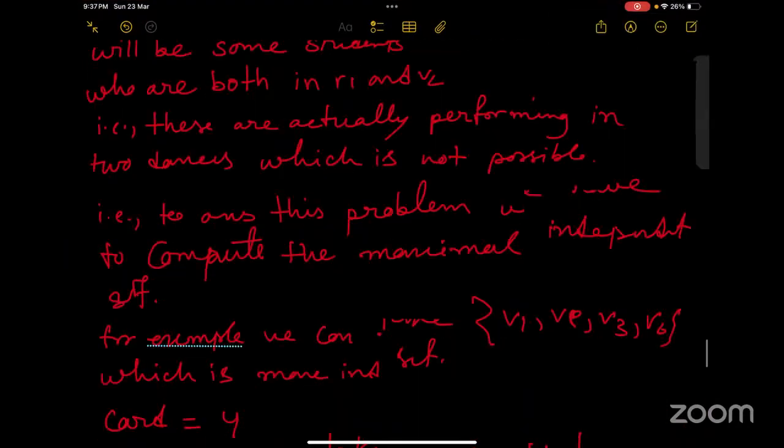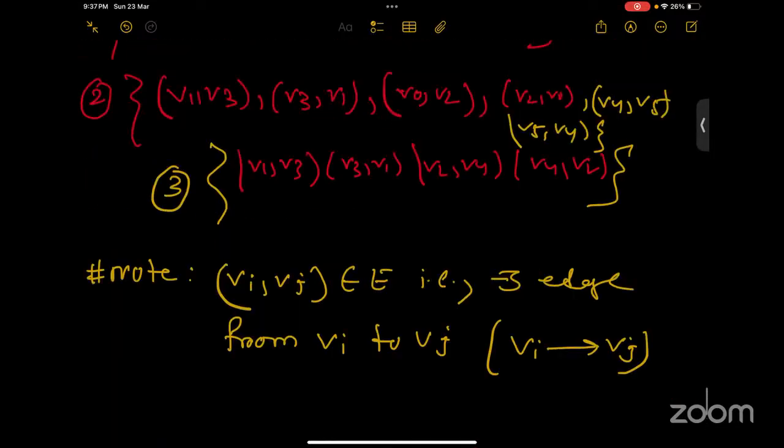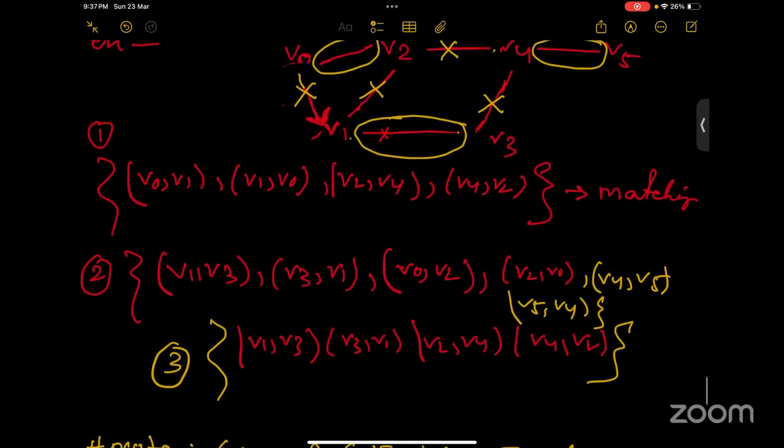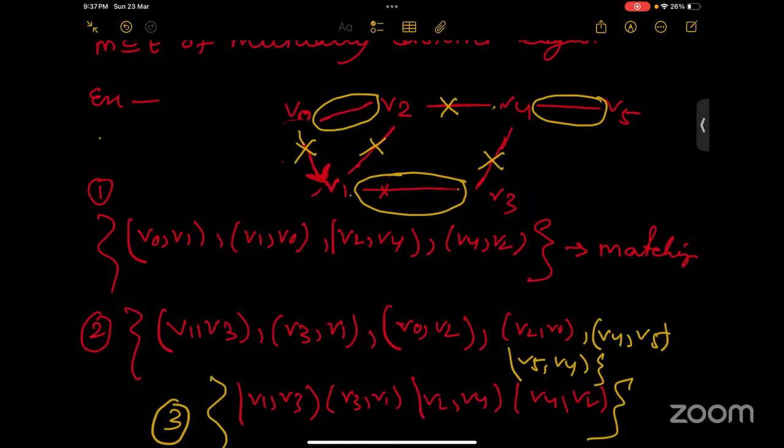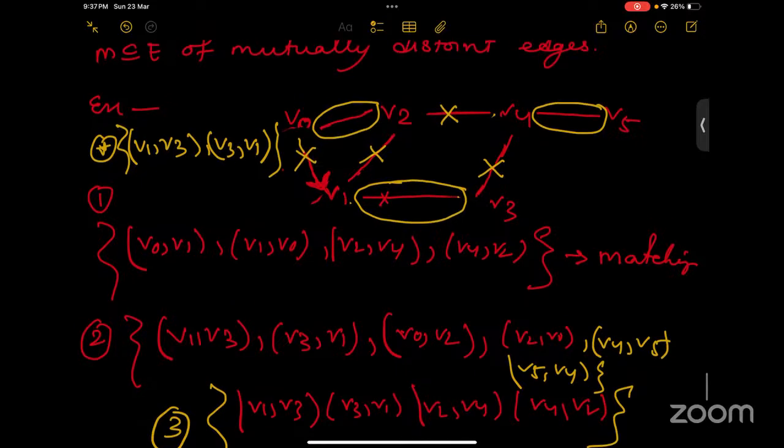Okay. Is it now clear? How can we choose the matching? Again, suppose I take only V1, V3 and V3, V1, it will again be a matching, right? Agree? Yeah, exactly. So if I take only V1, V3, it will be a matching again. But it is minimal, right?